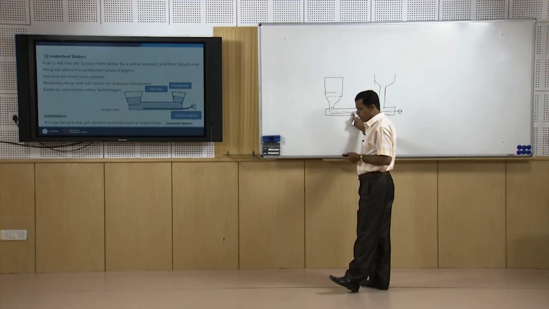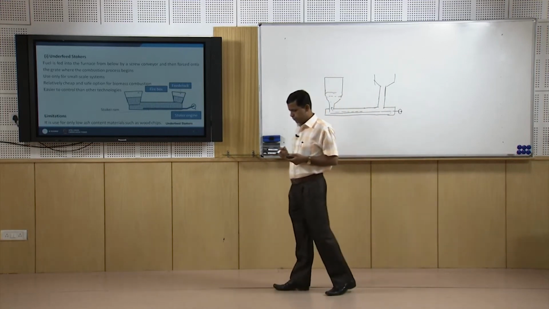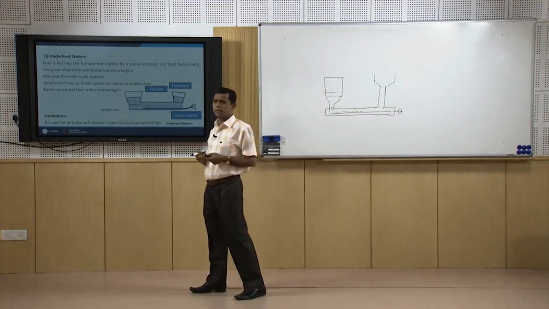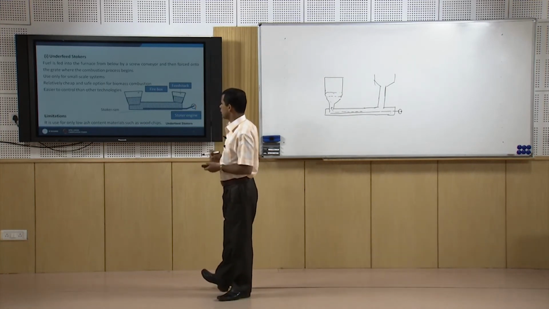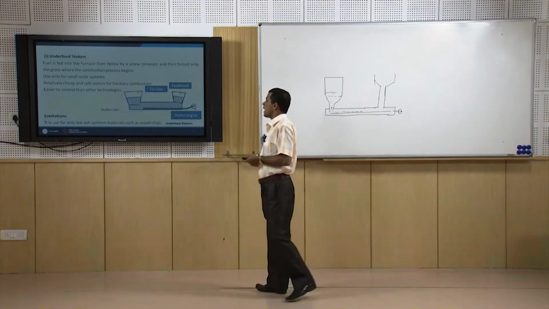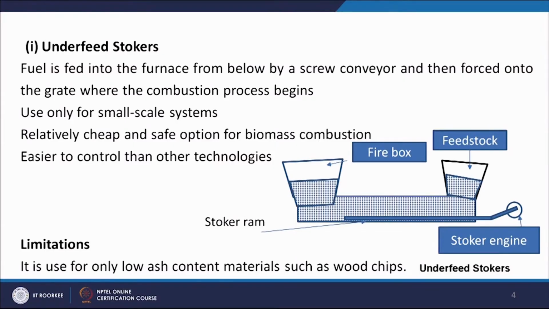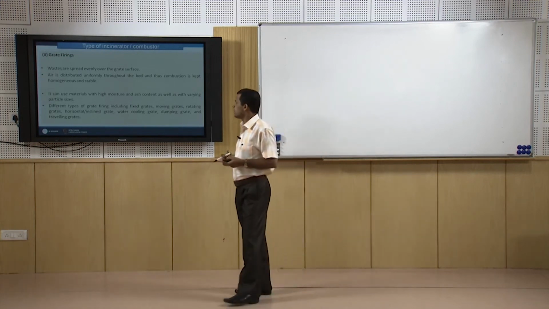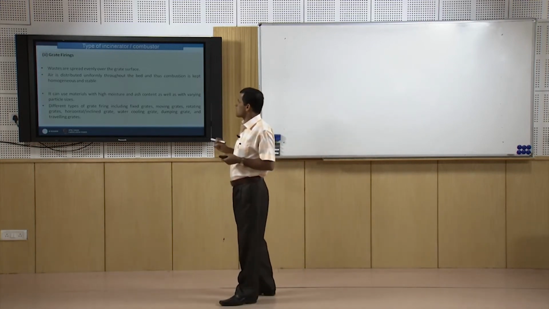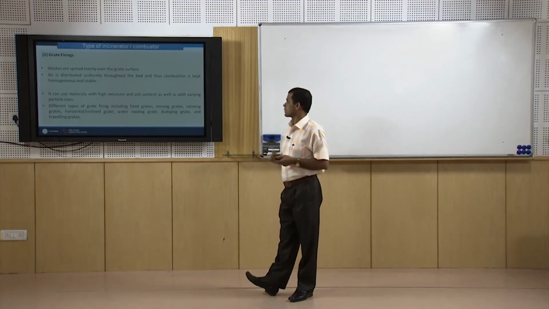This is not very attractive and does not have very large applications. It has limited applications and is used only for low ash content materials such as wood chips. This is a relatively cheap and safe option for biomass combustion and easier to control than other technologies. Now, let us see grate firing. In grate firing, wastes are spread evenly over the grates.